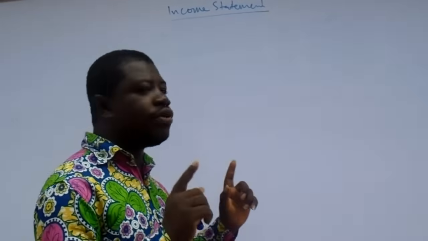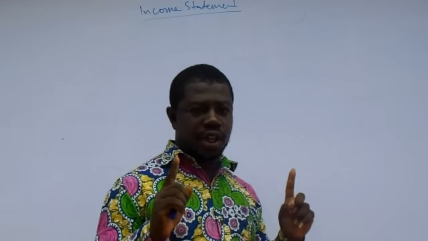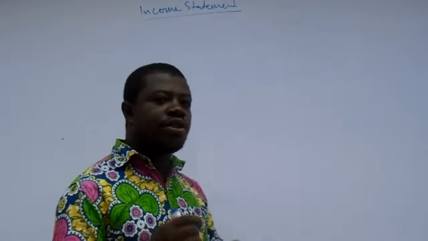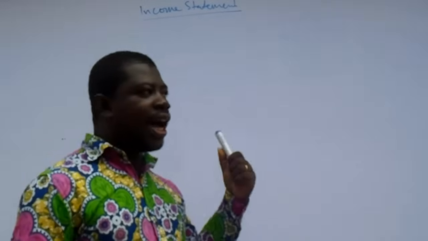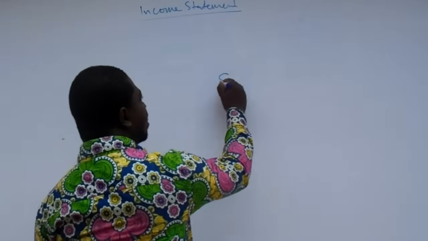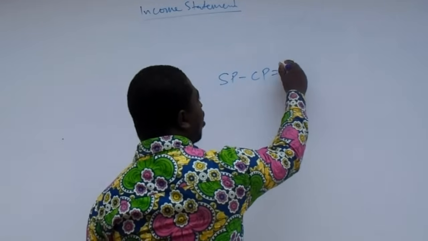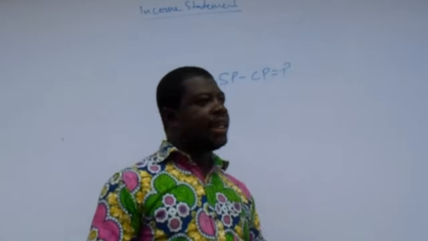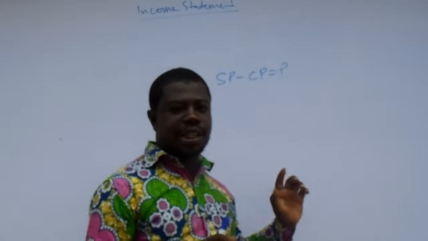Our main objective is to determine profit. That is the gross profit, but it's profit. And I want us to take our minds back to our profit determination as far as our business mathematics is concerned. Basically, we know that selling price minus cost price is our profit. This is what we know from business mathematics, that selling price minus cost price is profit.